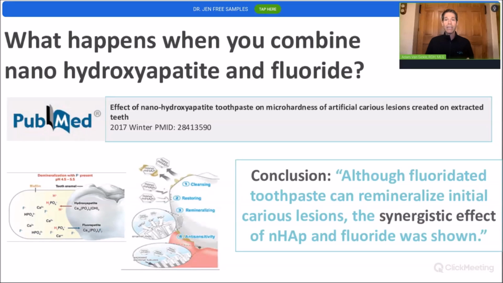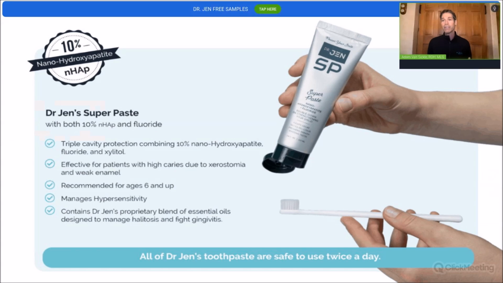So what you're getting, and this was the conclusion to this 2017 study, was a synergistic effect between nano-hydroxyapatite and fluoride. Dr. Jen was inspired by that study, and she came out with the Super Paste, which contains the optimal concentrations of nano-hydroxyapatite at 10%, over-the-counter levels of fluoride, plus xylitol. And xylitol is great for reducing demineralization as well. So really triple the cavity protection in one tube of toothpaste. There were some companies out of Europe that were putting in these ingredients, but we weren't aware of anybody that was putting them in these ratios.